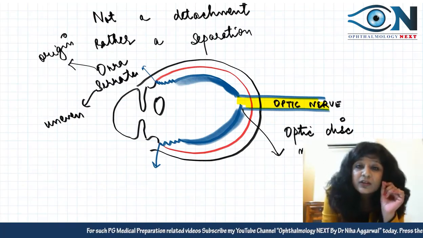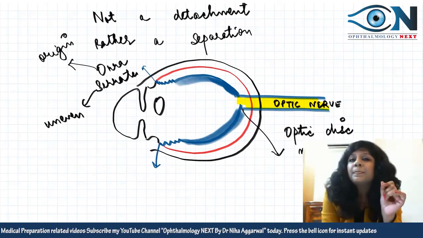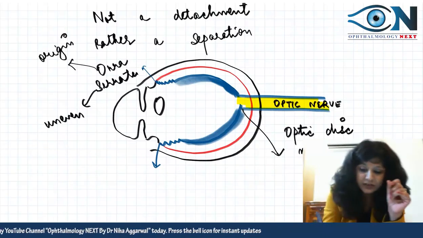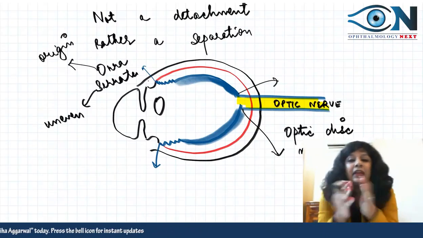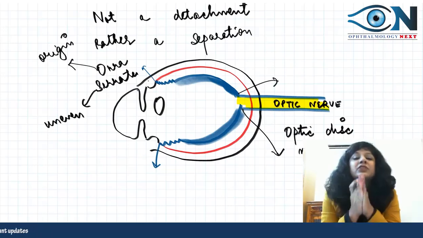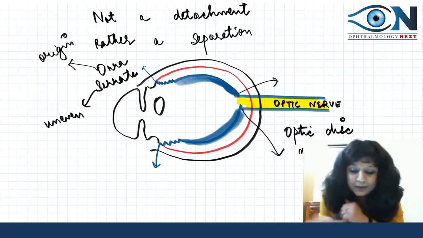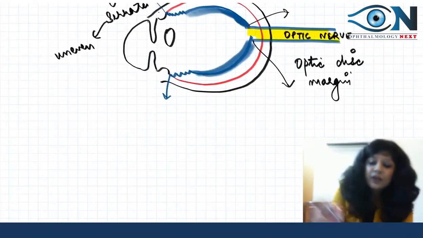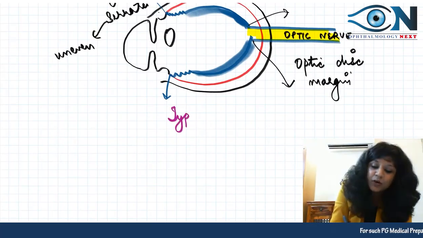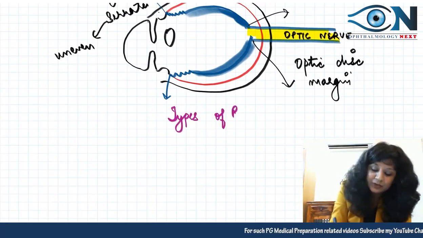Because it is not detaching from the ora serrata, and it is not detaching from the optic disc from here and from here. It is just the separation of the layers which is taking place. That's why it's a misnomer. Okay, now we'll be talking about the types of retinal detachment.